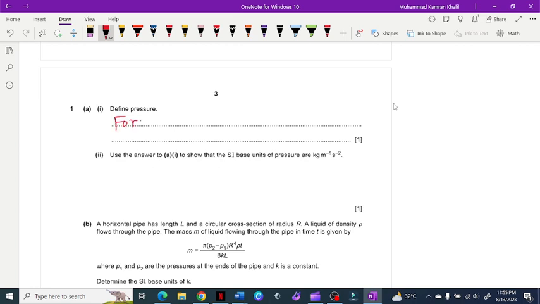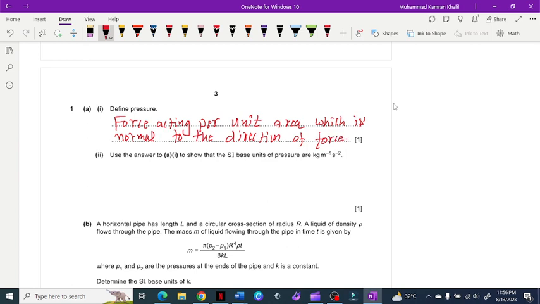So pressure is the force acting per unit area which is held perpendicular in the direction of force, which is normal to the direction of force.